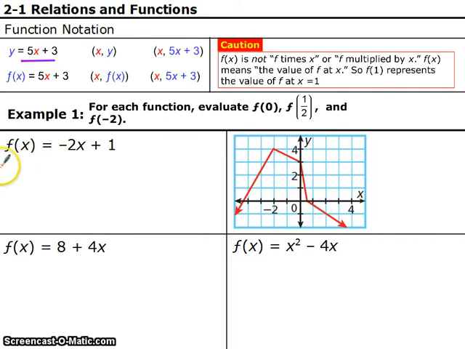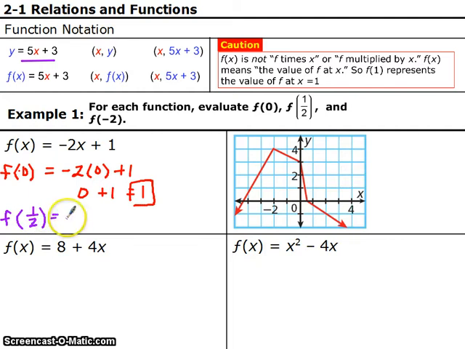All right, so f of 0 for this first example. So what this means is it wants me to plug 0 in for x. So negative 2 times 0 plus 1. That's 0 plus 1, which equals 1. So that's it, 1. It's an evaluate, which means you should get a single answer at the end, a numerical answer. All right, f of a half. So negative 2 times a half plus 1. All right, well, the 2 and the 1/2, the 2's cancel, so I have negative 1 plus 1, which is 0.